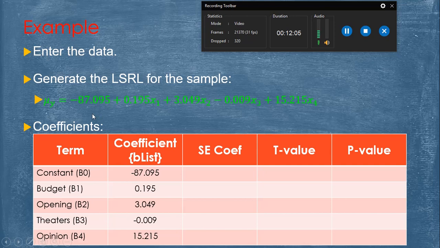Before we move on, this is our least squares regression line model for our movie theater information. The predicted revenue. So I have in order the constant, I have the slope for budget, and then I've designated X1 to go with budget. The slope for opening, beta 2, goes with variable X2. Slope for theaters, and the variable X sub 3. And finally, the slope for opinion. Now we're ready to go on to our standard error.